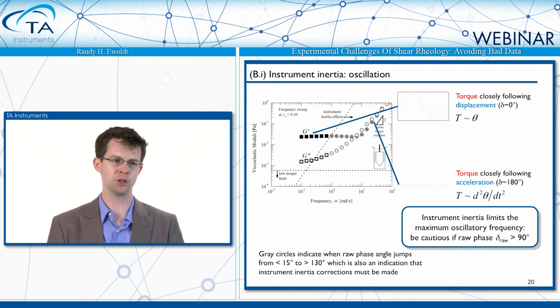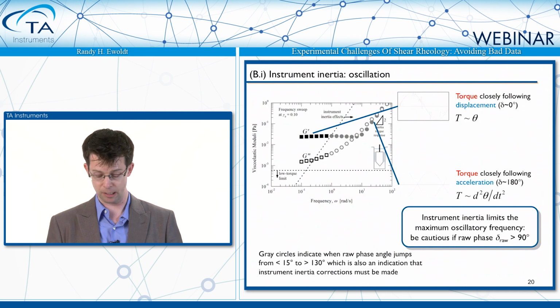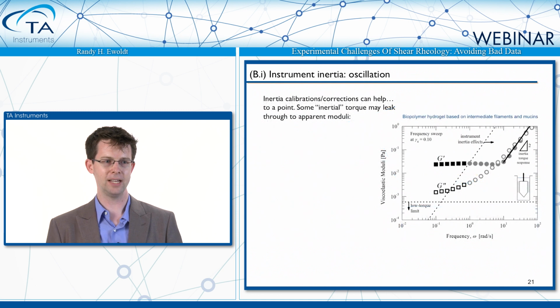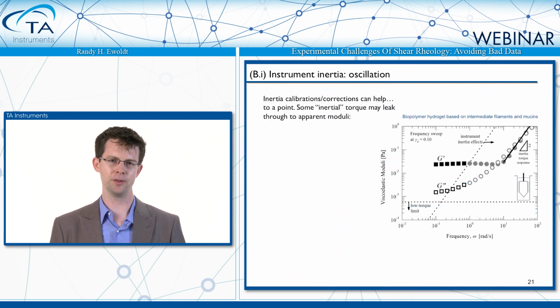And this final text box just summarizes this. The thing you're looking for, again, visually here is that the raw phase, if it's greater than 90 degrees, something beyond elastic and viscous responses is happening. We're going to stick with this data set for another one.